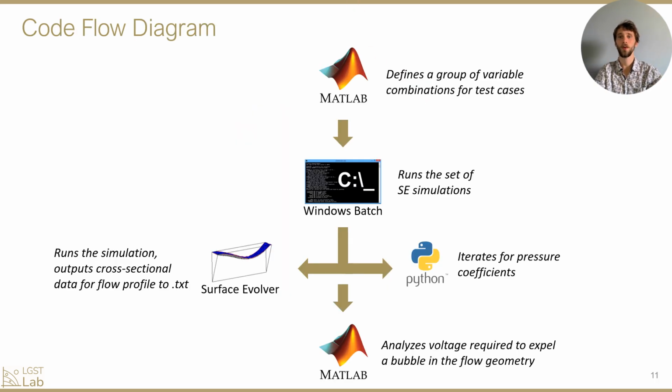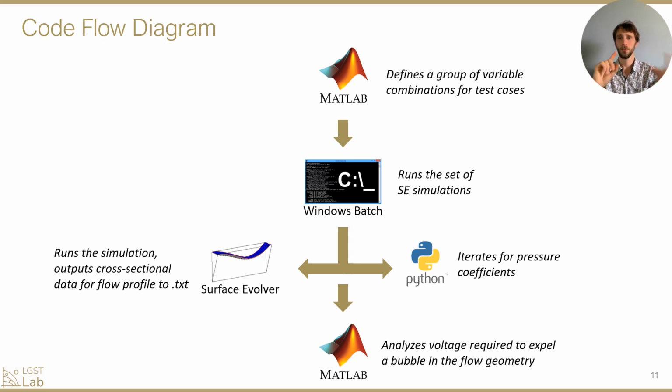Since we want to find out when the dielectrophoretic wedge works well and when it doesn't, we need to run a large range of test cases. And this would be testing different wedge geometries at different flow rates. To do this, we start in MATLAB, which generates a large range of files, which are then run using a Windows batch command in Surface Evolver.